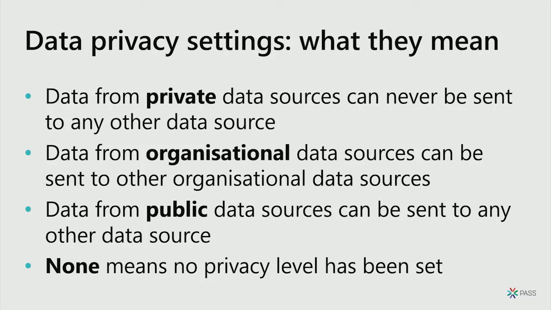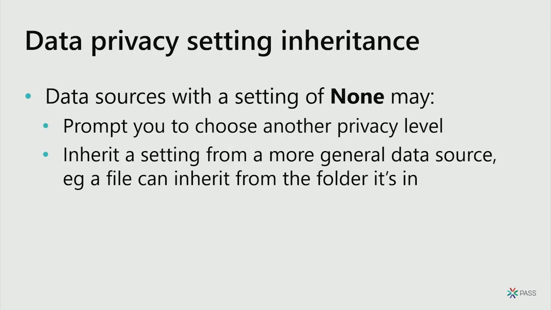Data from public data sources can be sent anywhere because we don't care about the data. We can send it off to a web service, we can send it off to your mother, we can send it anywhere we want. So this is the general rule. Private can't be sent anywhere else. Organizational can stay within the organization. Public, we don't care, it can go anywhere else. There is a setting called none, which simply means that the data source level hasn't been set yet. We'll talk about that now.